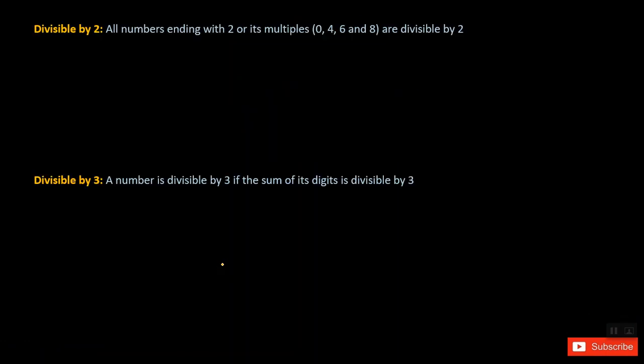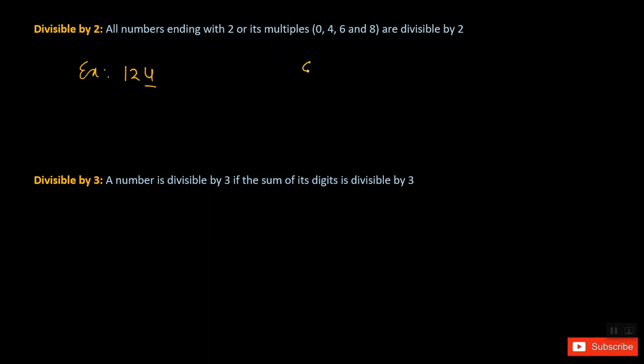divisible by 2. All numbers ending with 2 or its multiples, that is 0, 4, 6 and 8, are divisible by 2. If I take an example, let's take 124. As the last digit is 4, which is a multiple of 2, I can say 124 is divisible by 2. Without checking with long division, by looking at the last digit of that number, you can say whether that number is divisible by 2 or not.